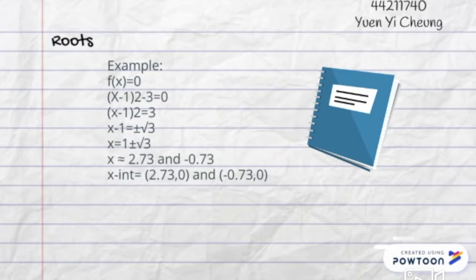A quadratic function may have 0 to 2 roots. To find the roots of a quadratic function, we set f(x) equal to 0 to solve the equation in both standard form and vertex form. In this example, 2.73 and negative 0.73 are the x-intercepts of the quadratic.